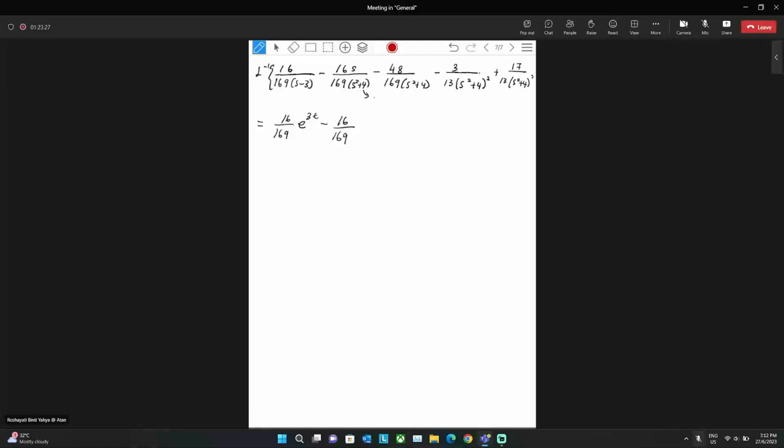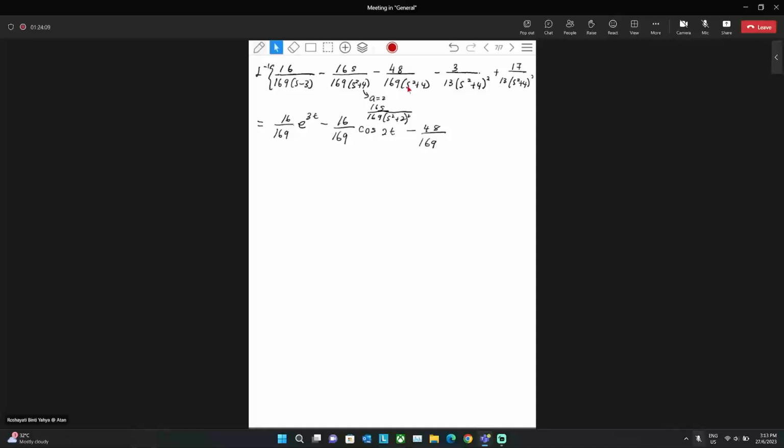So here A equal to 2, so this becomes 16S over 169 (S squared plus 2 squared). S over S squared plus 2 squared, refer to the table, is cos 2t, okay, minus 48 over 169, okay.